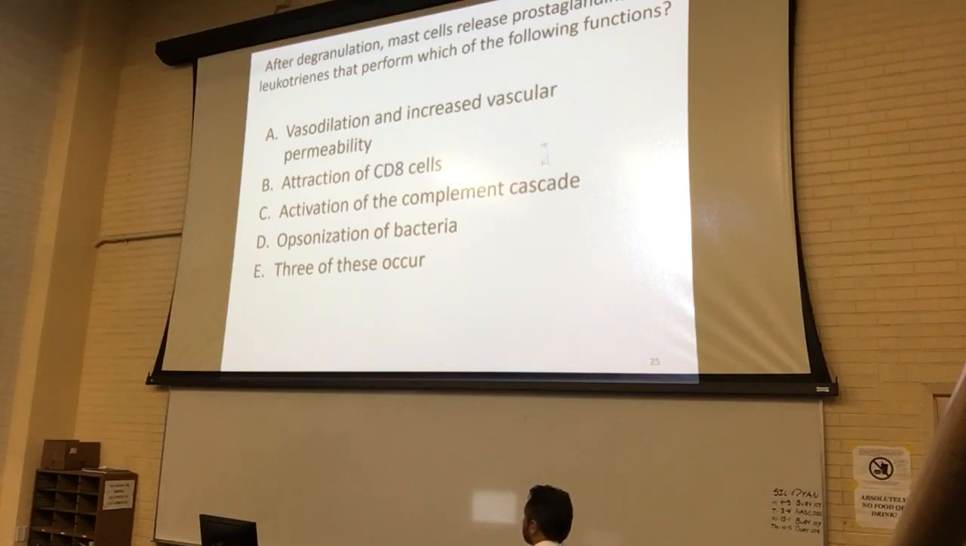After degranulation, mast cells release prostaglandins and leukotrienes to perform which of the following functions? So the question is asking, what do prostaglandins and leukotrienes do? So: vasodilation, increased vascular permeability, attraction of CD8 cells, activation of the complement cascade, opsonization of bacteria, or three of the above.